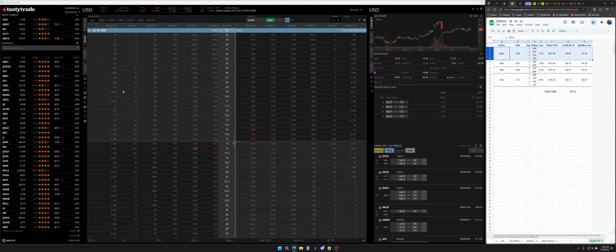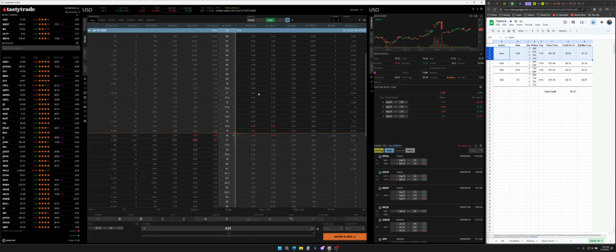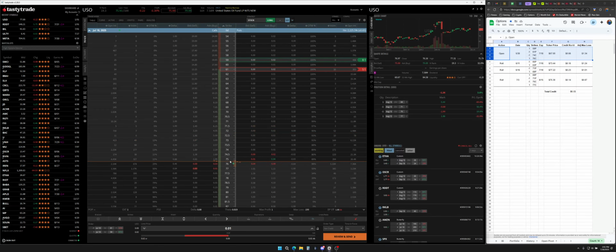So I started by opening an iron condor on USO. Now I'm just going to use this table. These are obviously today's prices and everything, but we'll just use it as an example. When I opened this iron condor, I was long the 59 leg, short the 61 leg, so $2 width, and then I was short the 74 leg, long the 76 leg. When I opened this, ticker price was around $67, so I was about in the middle of this iron condor. Once again, width was $2.